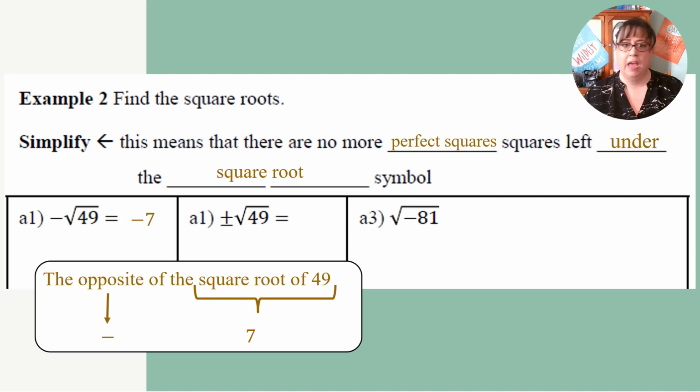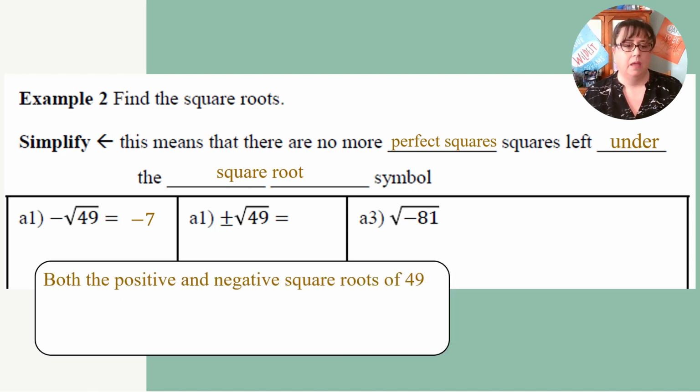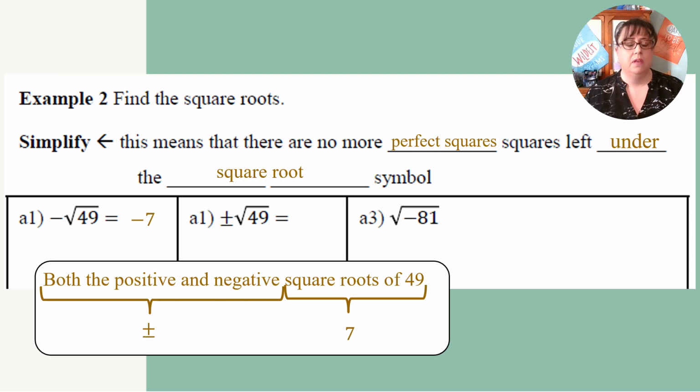So now let's look at the second one. That should say A2. This is saying, give me both the positive and the negative square roots of 49. And so we have to make sure that we write down both the positive and the negative. So we say plus and minus, and then the square root of 49, which we already know is 7. And so now we're going to write that down as our answer.